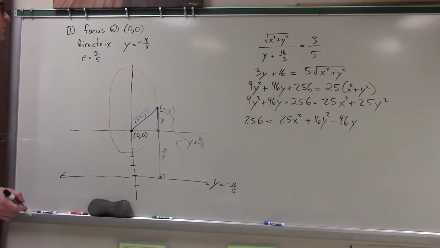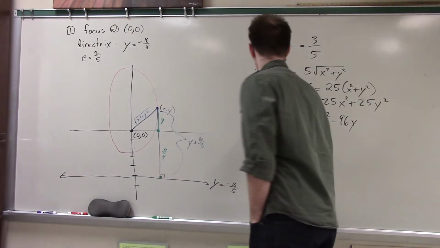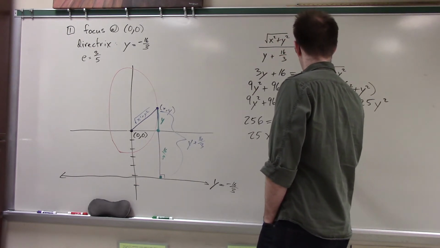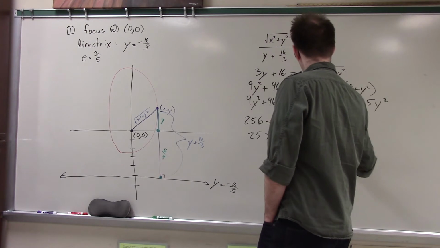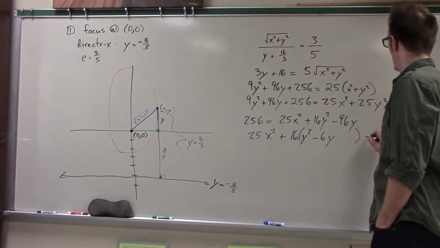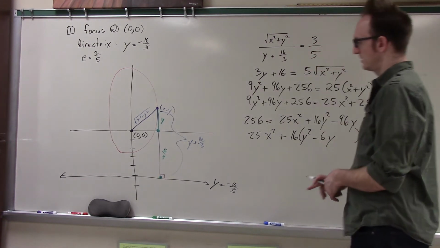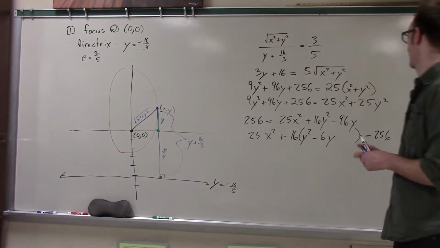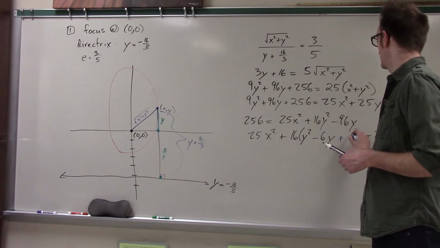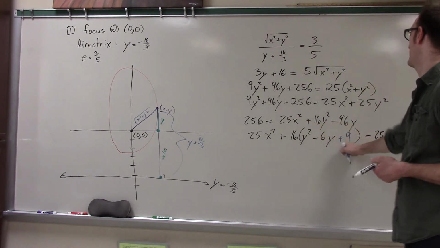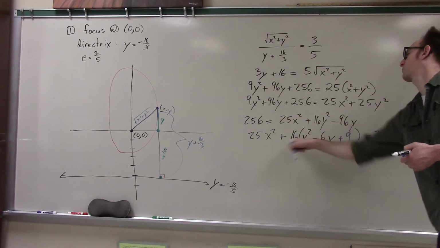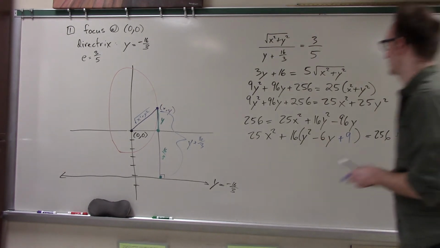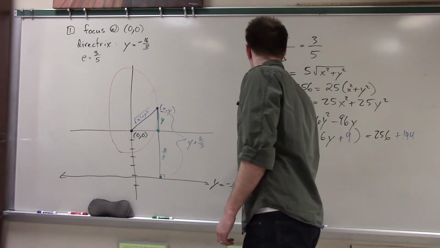Yeah, cool. And then, okay, so this is really like 25x squared plus 16y squared minus 6y, and so on, equals 256. And then, okay, it's all working out. That is a 9. If I add 9, I really just added 144. So I add 144. It's 400 over there, and so we're all good.